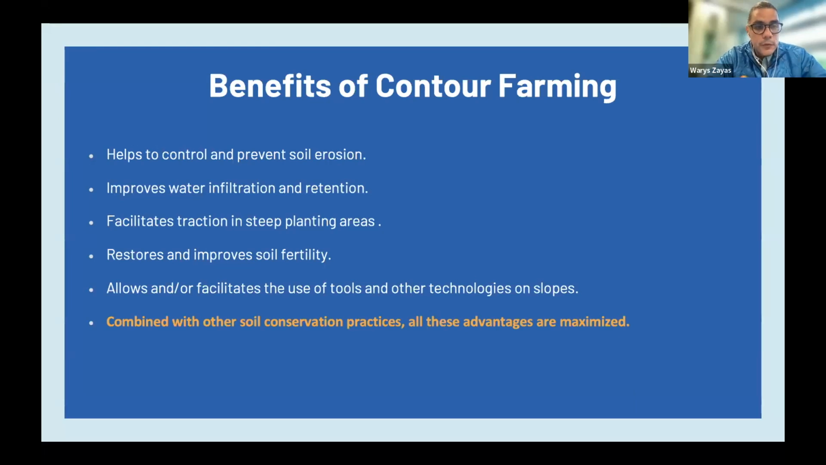And lastly, combined with other soil conservation practices, all of these advantages are maximized, because soil conservation is an integration of many practices, not just one. But if you are using just one, you are ahead, right? No matter how many of them you have, even if you are starting with one, you are ahead of other producers that are not implementing any of those practices, okay?